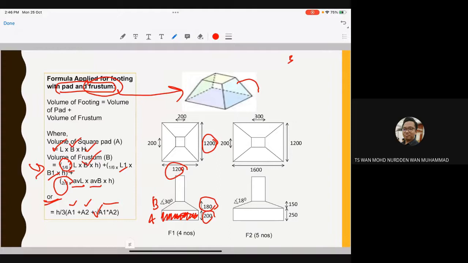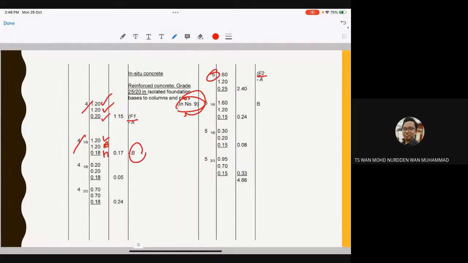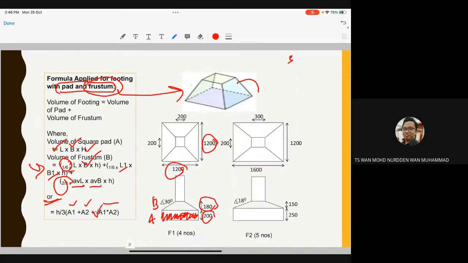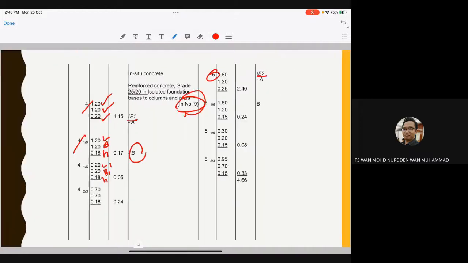Okay, so next for this, it is 1/6 times L1 times B1 times H. Okay, 1/6 times L1 times B1 times H. Right? L1 and B1. L1 is 200. B1 is also 200. So the same. H is still the same, 180.